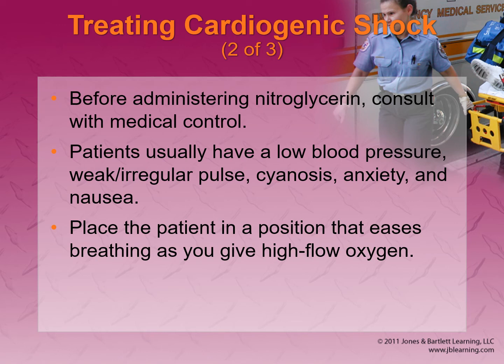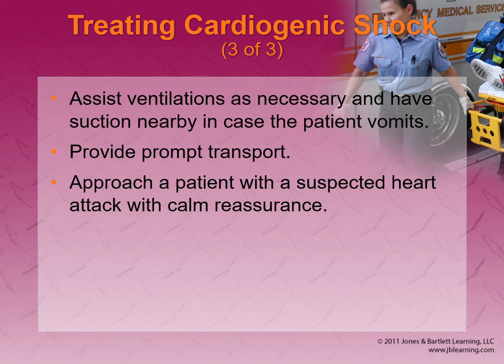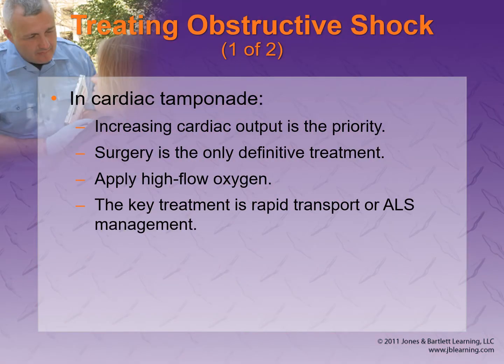So patients who have low blood pressure, weak or irregular pulse, cyanosis, anxiety, nausea. Really, no one knows the breathing status better than that person does, right? So however they want to sit, if it's easier for them to sit and lean on the left side, who cares? As long as they're comfortable and they're breathing well, let them sit however they need. Now you can assist ventilations if you need to. And also have some suction nearby because they may end up throwing up.